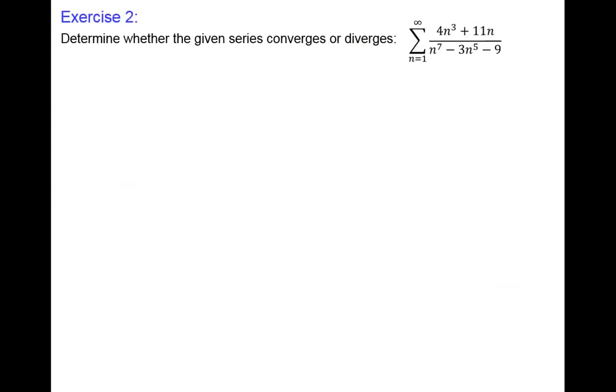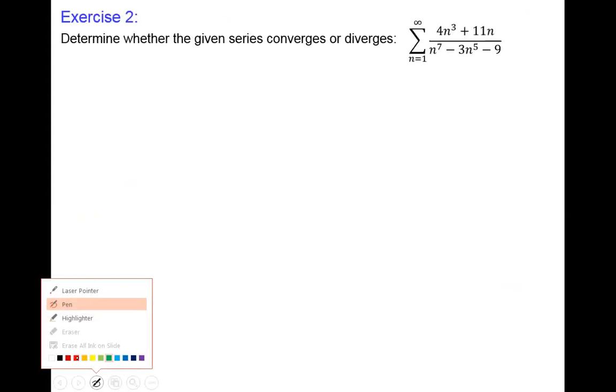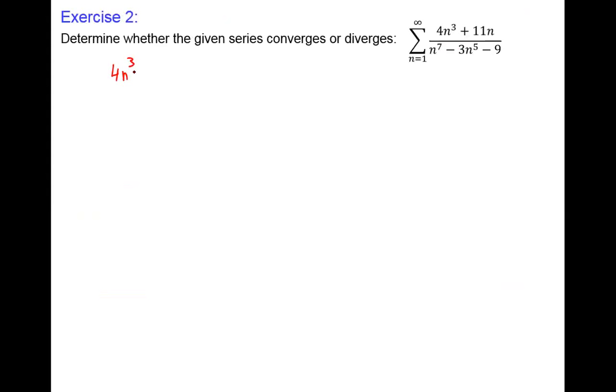Okay, 4n cubed plus 11n over n to the power of 7 minus 3n to the power of 5 minus 9. That means what I see is a nice rational expression, and we know that we have to focus on leading terms. And now let's see if we can get the relation. I'm subtracting something from the denominator on this side. That means I'm making the whole fraction bigger, and I'm even adding in the numerator. That means this is definitely bigger.